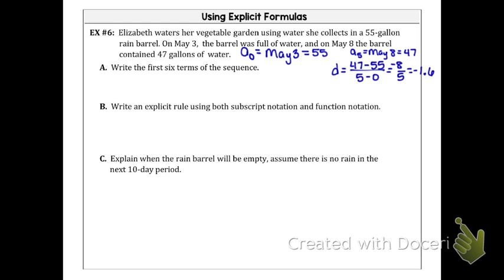All right, so the first 6 terms, we're starting out with 55. Then I'm going to subtract 1.6. Whoops, I can't subtract 0.4. So then I get 51.8, minus 1.6, minus 1.6, minus 1.6. 1, 2, 3, 4, 5, 6. There's the first 6 terms of that sequence.